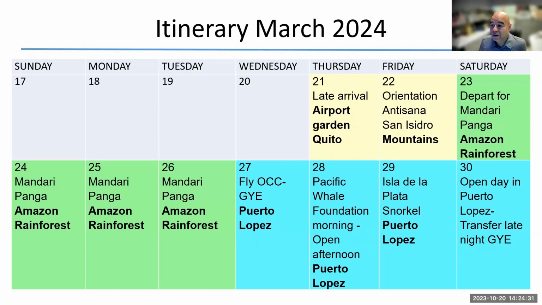On the 28th, we have an activity where we visit the Pacific Wild Foundation, which is led by a local scientist, and she will explain the work that they do. They study coastal dolphins and humpback whales, but they also have very innovative programs teaching conservation education to local communities in that area. We'll go to Isla Plata with them, and we'll do some snorkeling, and then we have a little time there. We'll have a little bit of free time after Isla Plata, and then we'll transfer to Guayaquil and fly back from the city of Guayaquil on that Saturday.